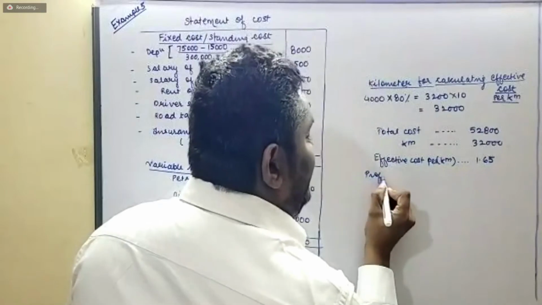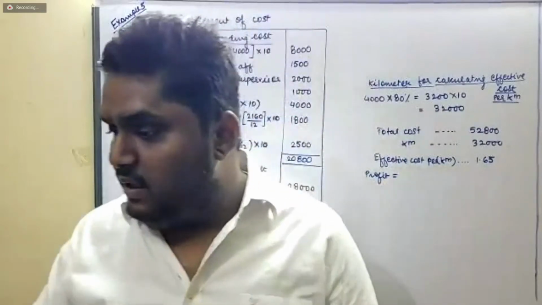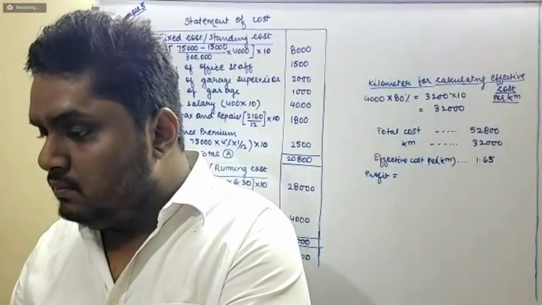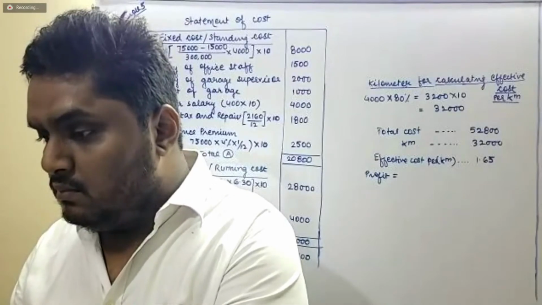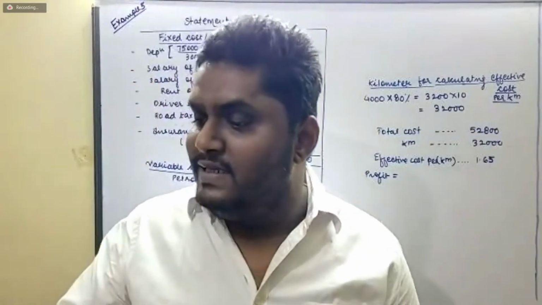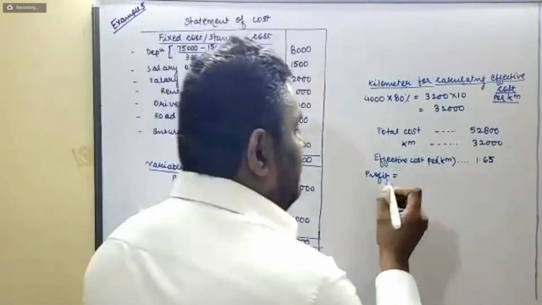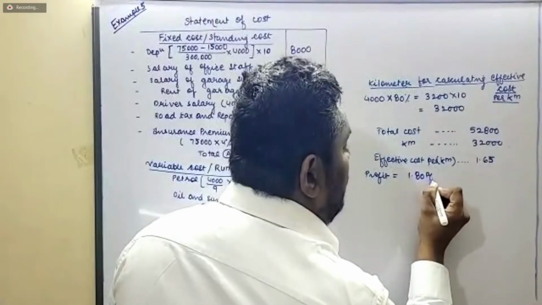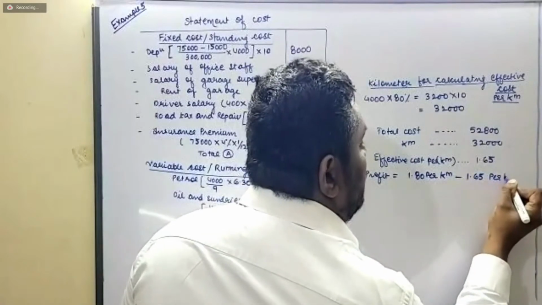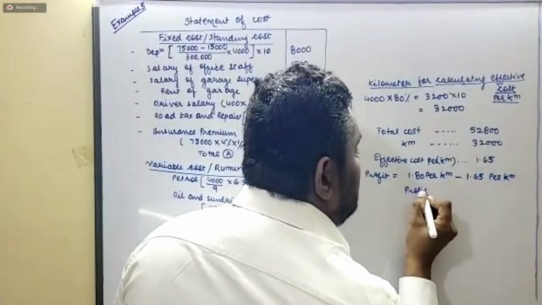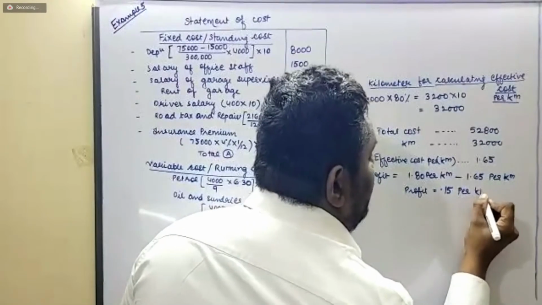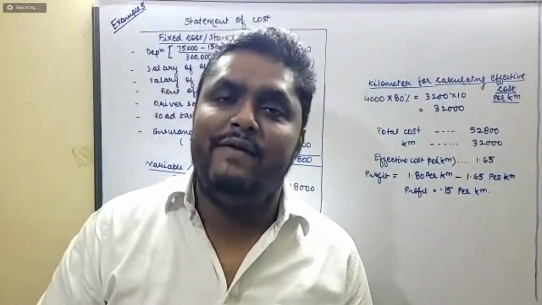So when talking about the profit, he is getting a revenue. It is given in the question that the hire charges are 1 rupee 80 paise per kilometer and the cost is 1 rupee 65 paise per kilometer, so the profit will be 15 paise, 0.15 per kilometer. So this is the way you guys have to solve the question.